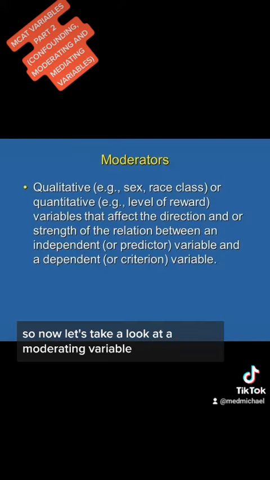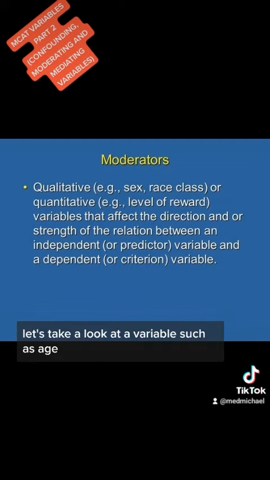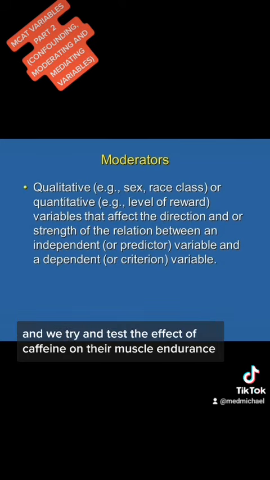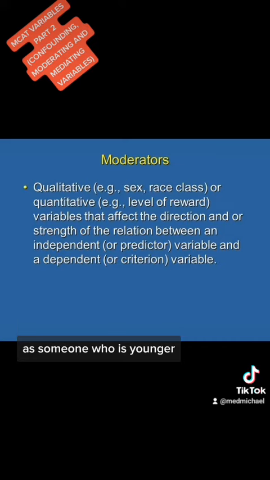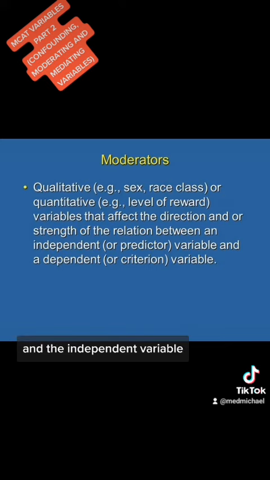So now let's take a look at a moderating variable. So moderating variables cannot be the result of an independent variable. So what do I mean by this? Let's take a look at a variable such as age. So if we take a 90-year-old subject and we try and test the effect of caffeine on their muscle endurance, of course they are not going to be as enduring as someone who is younger because they are old. And this is going to affect the relationship of the dependent variable and the independent variable.